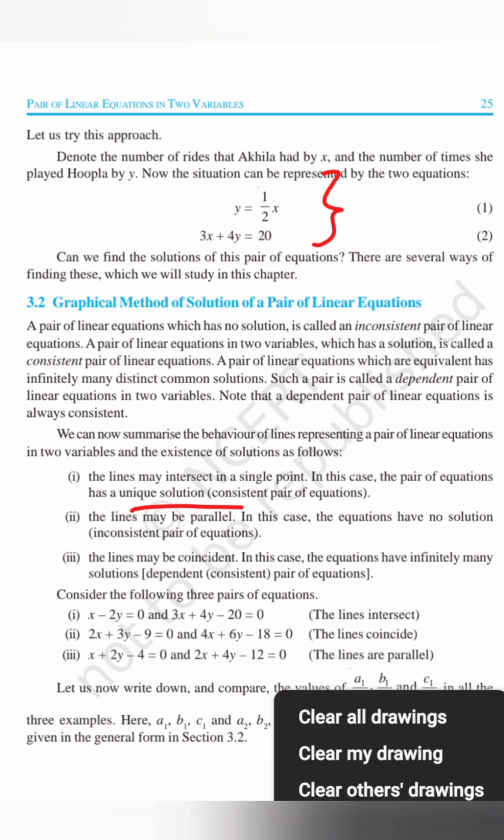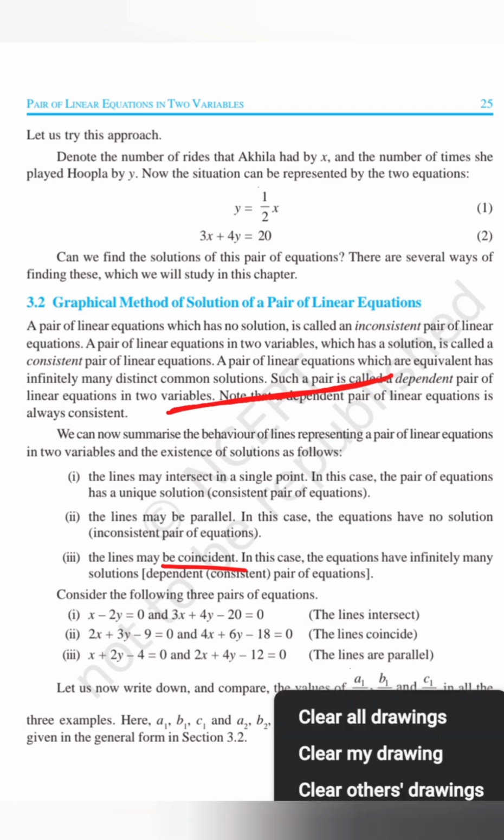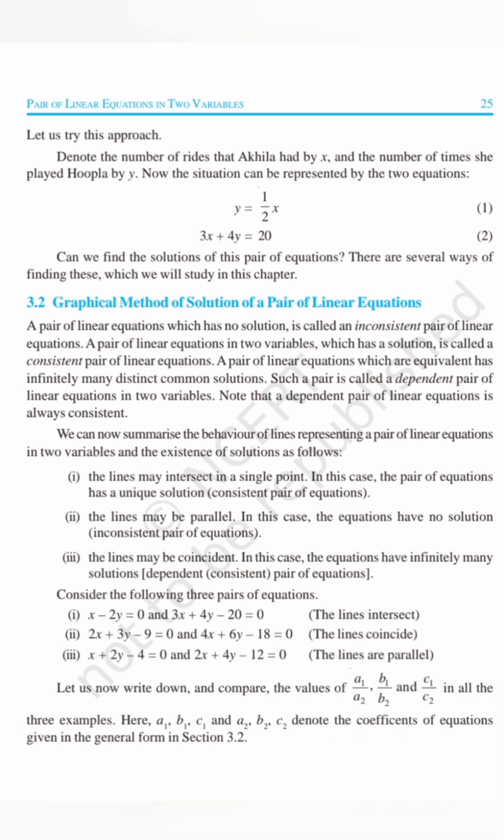If the lines are parallel, if you draw two lines and they are parallel to each other, it means the equations have no solutions at all. They are an inconsistent pair of equations. Then the third condition is that lines may be coincident. Coincident means a line coinciding with another line. In that case, they have infinitely many solutions because they coincide at so many points. They are a dependent pair of equations and also a consistent pair of equations.